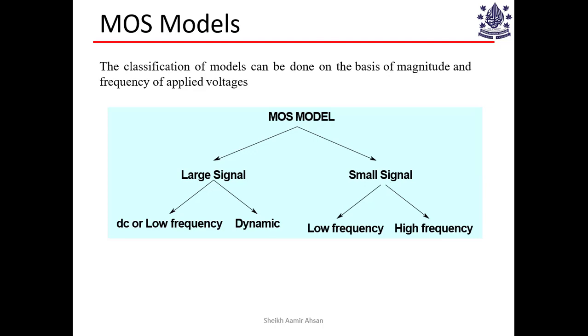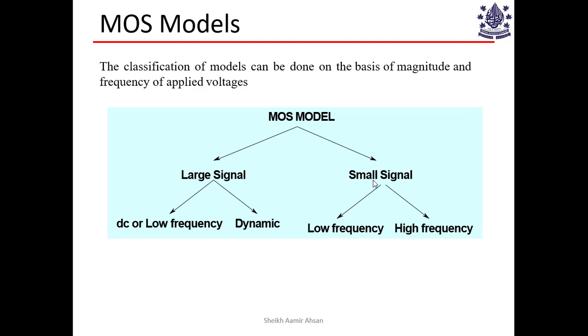Now this can further be classified into a low frequency or DC model and a high frequency or maybe RF model, depending on what kind of frequency that perturbation is. If that perturbation is a fixed small quantity that doesn't vary with time, then you call it a DC model or a low frequency model.